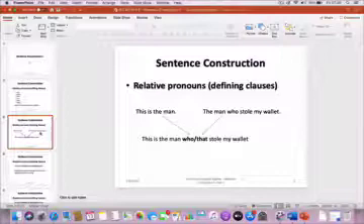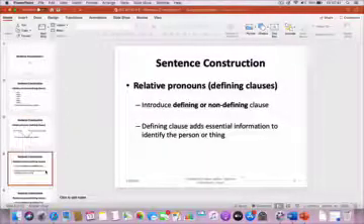This is the man. He stole my wallet. Linking those phrases together, I get: this is the man who stole my wallet. Alternatively, this is the man that stole my wallet. So I'm defining who the man is. We use relative pronouns to introduce either a defining or non-defining clause.